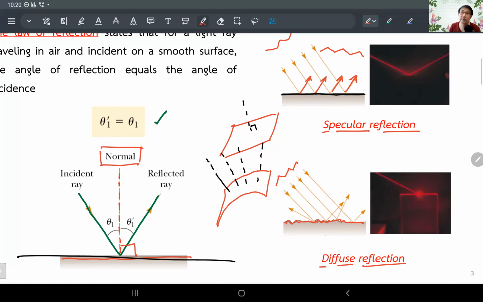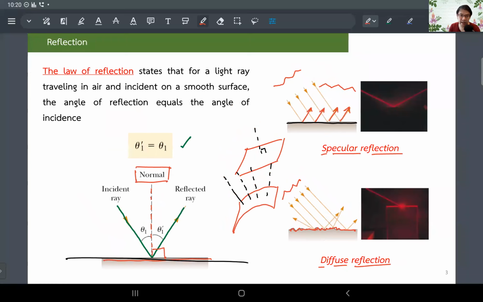Okay, so that means if, for example, you look at your roof or your wall that doesn't look glossy, you don't see your own reflection, that means your surface is rough. So that's something around you that you can relate to the law of reflection, but there's nothing much to it. It's a simple law saying that, okay, in is equal to out.